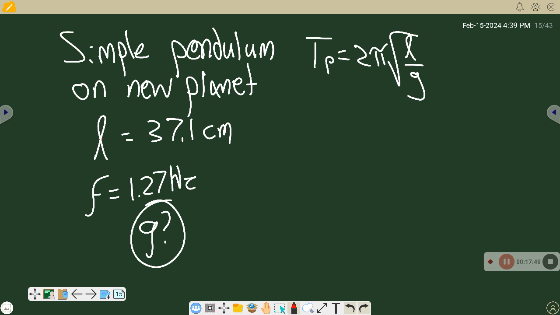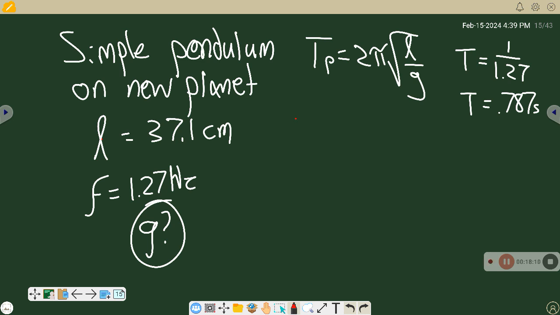And what we learned just a few minutes ago is that the period can be found by taking the inverse of the frequency. So I can just take 1 over 1.27 and I figure out that that is 0.787 seconds. Okay, so now I have enough. Now I know the period and I know L, so I can solve for G. Let's do this.